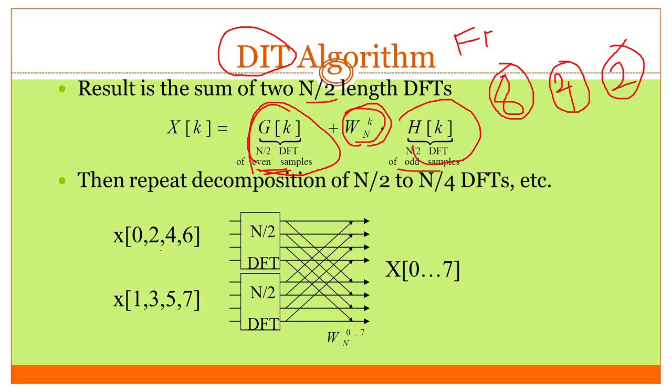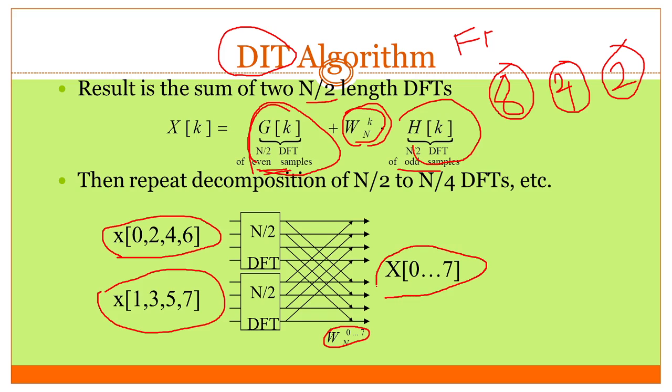So in this case, for the half domain, that is 4, we give the even samples to this. In the second half, we give the odd samples to this, and we multiply this with the twiddle factor. At the result, we get the output. So this is the overall idea. I will go to the next slide.